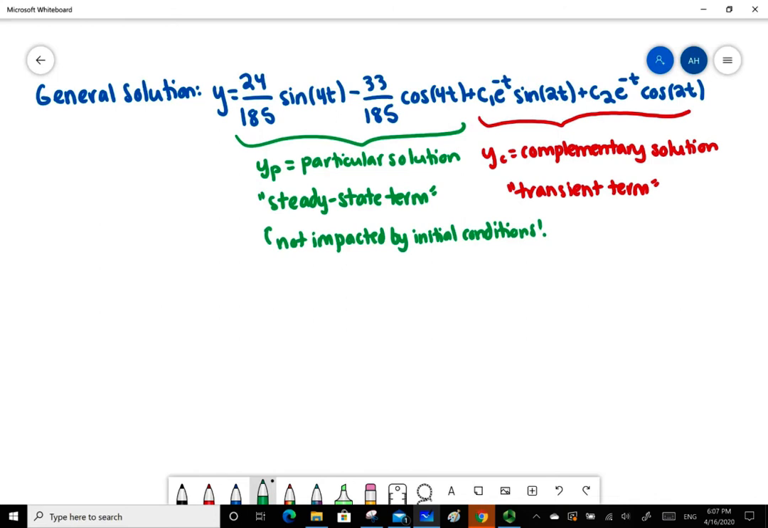Basically, the oscillations caused by any initial displacement or velocity die off due to the damping, leaving only the effect of the driving force. Again, I'll let you practice applying the initial conditions to find C1 and C2, so pause the video and press play when you're ready.